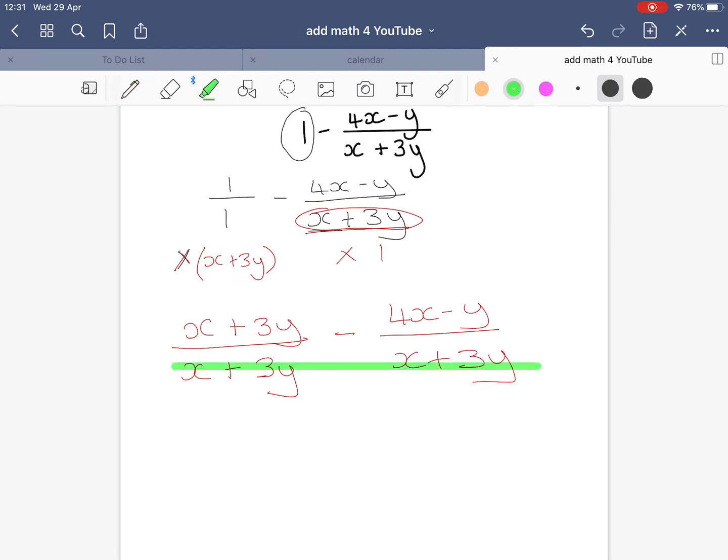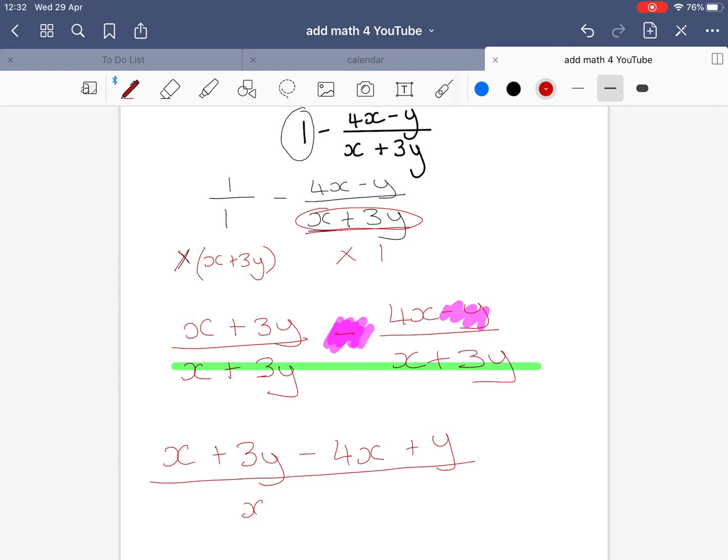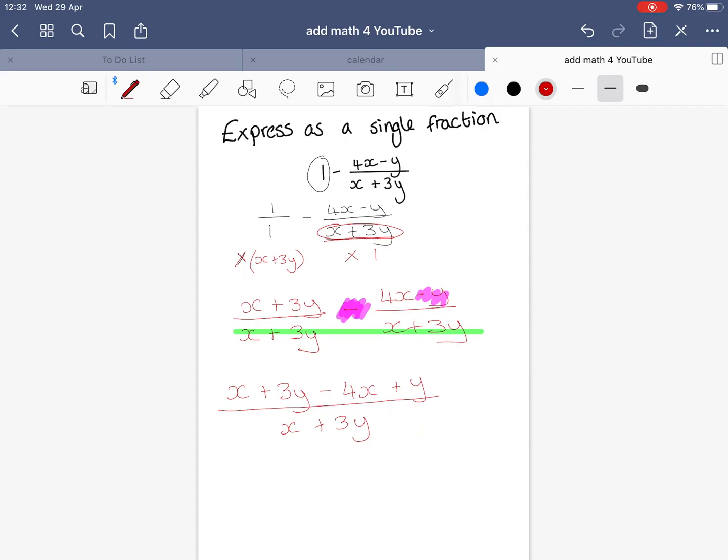I can now subtract. So these denominators come together, and the top numerator is x plus 3y. Careful, tricky, minus 4x, and then minus y. Minus y is plus y. And that stays as x plus 3y. This one is very easy, straightforward.